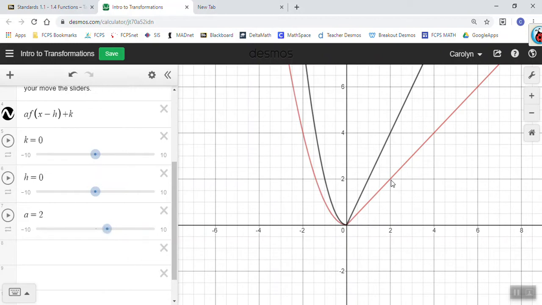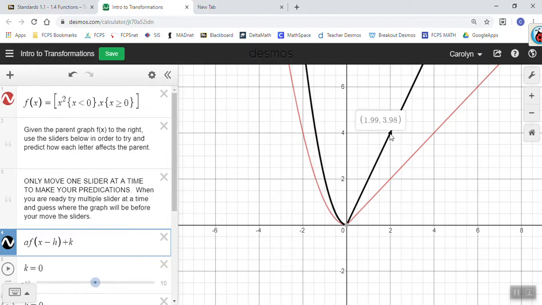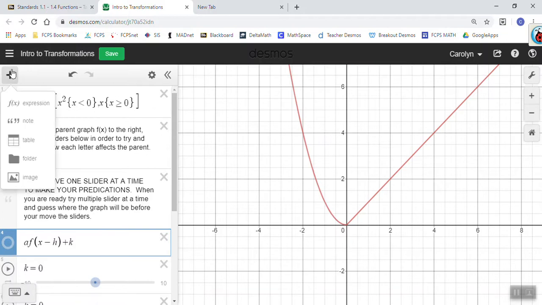Interesting. Okay, see this point here? What changed? The red point went from (2, 2) to (2, 4). Which coordinate changed? The y coordinate. A times f of x. So which coordinate is changing? The y coordinate.